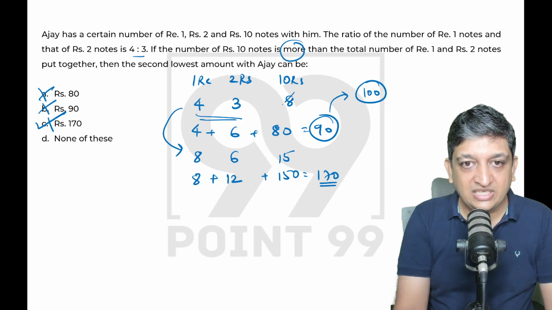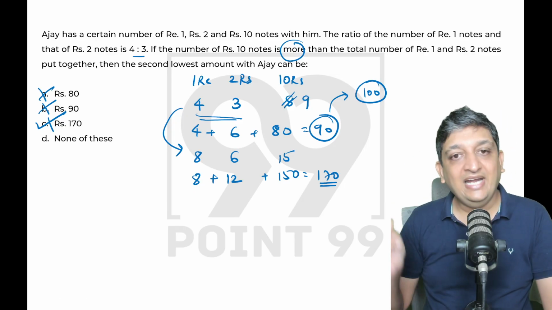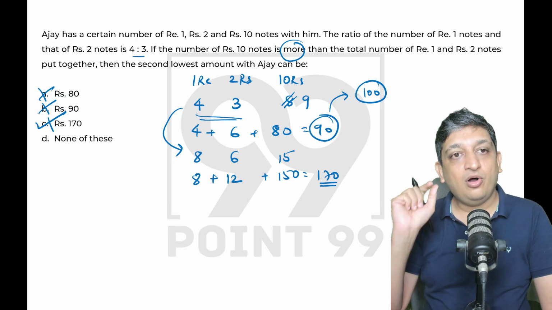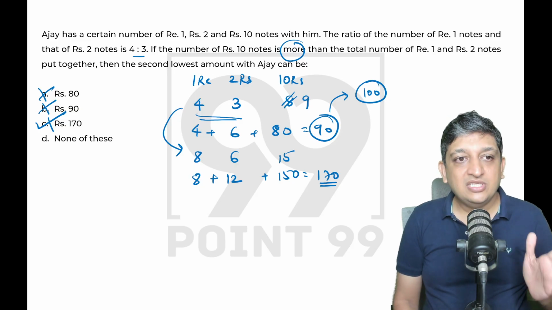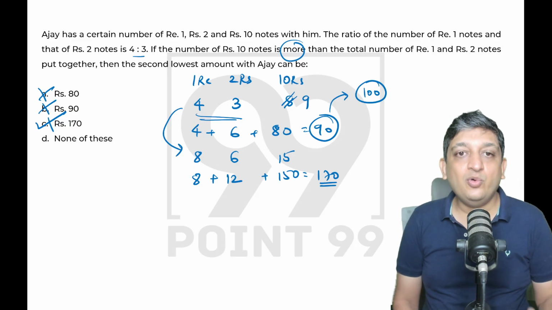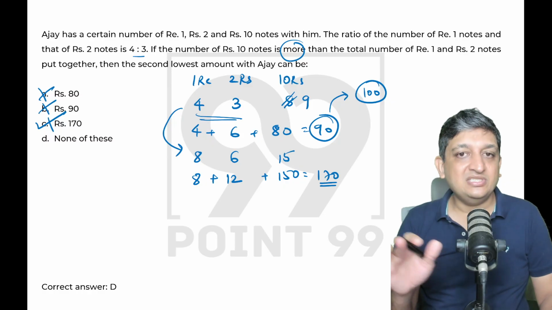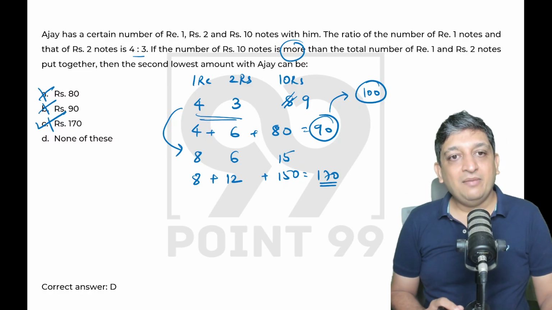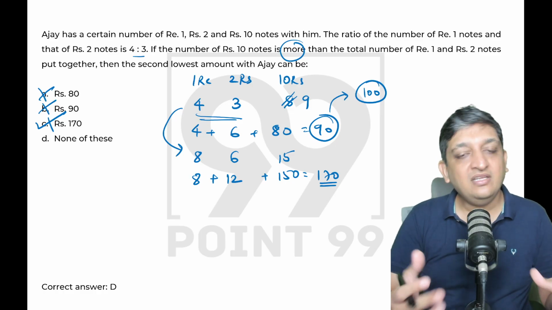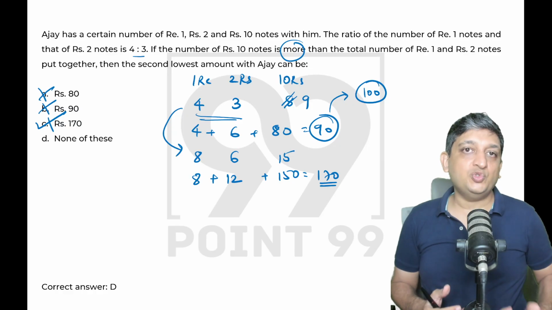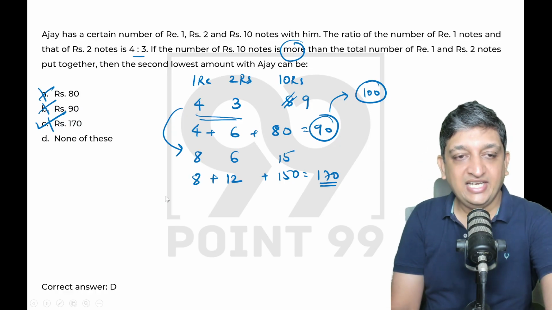So instead of 4, 3, 8, we can have 4 notes of rupee 1, 3 notes of rupees 2 and 9 notes of rupees 10. All the things are satisfied, and that's why we can get 100 as well. So the point is 170 will not be the second lowest amount with Ajay. The second lowest amount will be none of these options. It can be 100 in a way, because as soon as you increase the 1 rupee notes by something, the 2 rupee notes also have to follow suit. So that is basically why 100 will be the second lowest that we can get to.